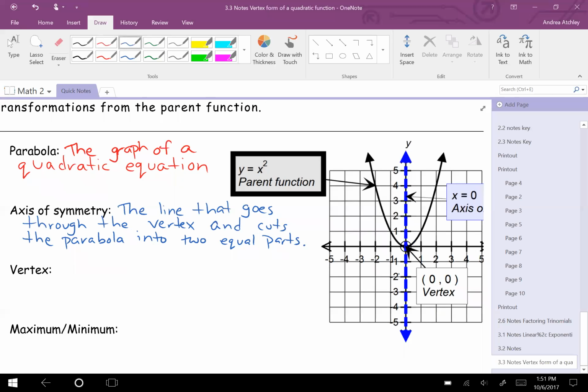It is always x equals whatever the vertex, the x value of the vertex. So in this case, my vertex is 0, 0. So the axis of symmetry is x equals 0.